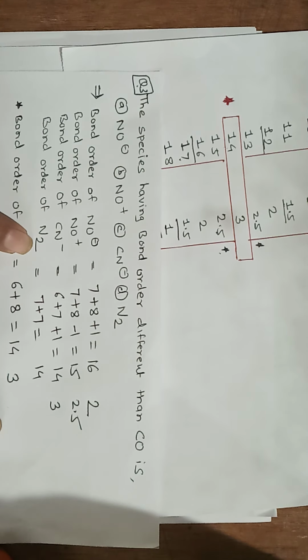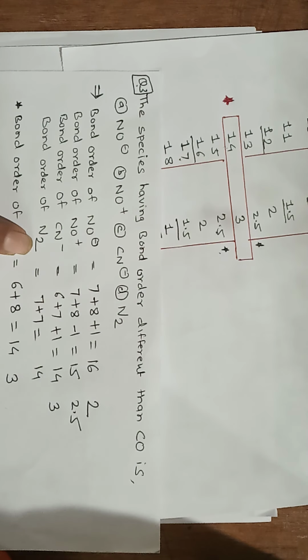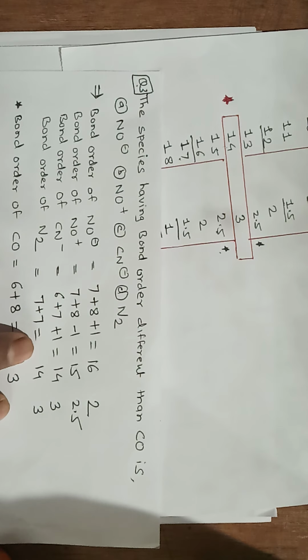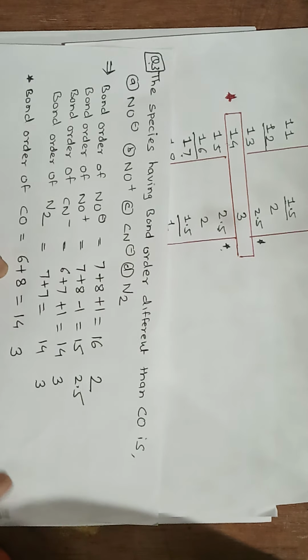So bond order for the nitrogen is 7 and 7, that is 14, that is a 3. Okay. Now what you observe, the species having bond order different than CO. CO has bond order 3. So the bond order is different. Oh, one minute, I will correct it.